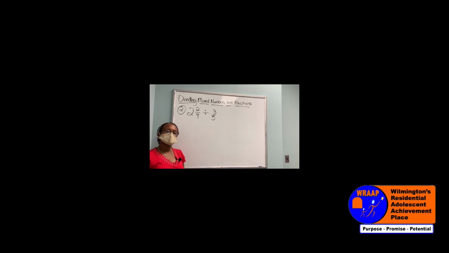All right, let's get started with the second problem. So we are going to have to change this mixed number into an improper fraction. And if you remember how we did that, if not, it's okay, you're learning it. So we're going to take this denominator and times it by the whole number, okay? So 4 times 2 is 8.